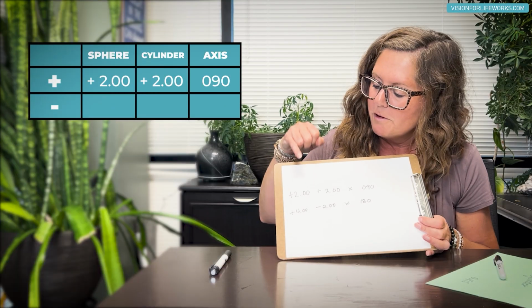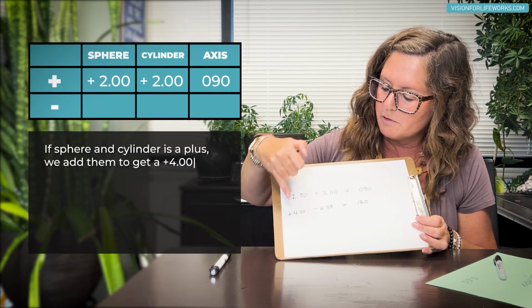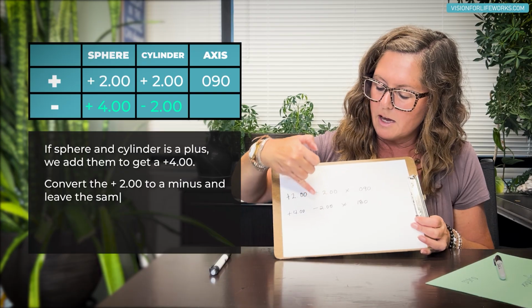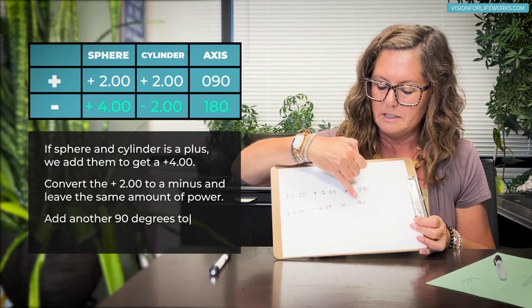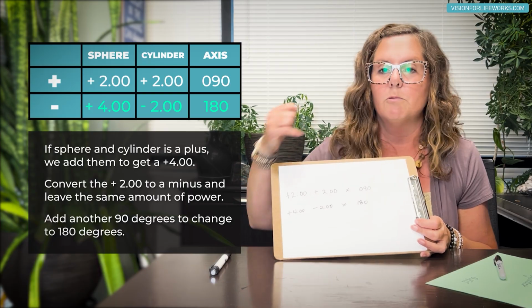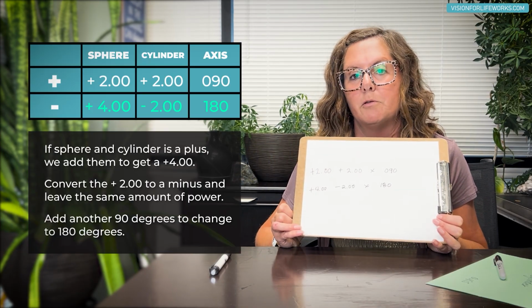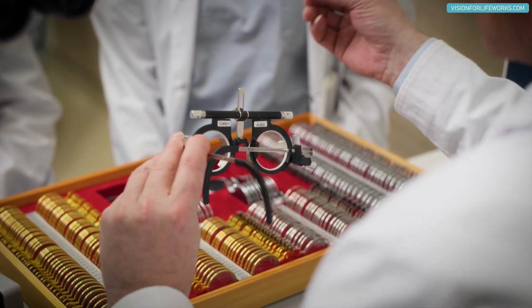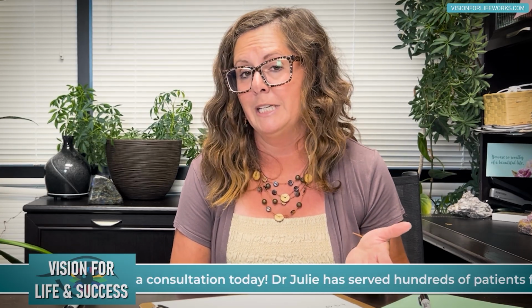Okay, so what we do is, if it's a plus cylinder form, we add these two components together, which gives us our +4. We then convert that over to a minus sign and leave the same amount of power there. But then we change this by 90 degrees and make it, instead of 90, 180. Voila, we've got it written now in minus cylinder form. So this is a little bit of information, maybe more than what you ever really wanted to know about the sphere, cylinder, and axis component of your glasses, but that's what it means.